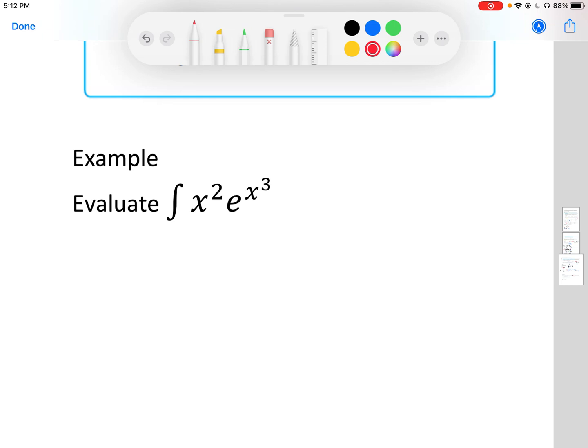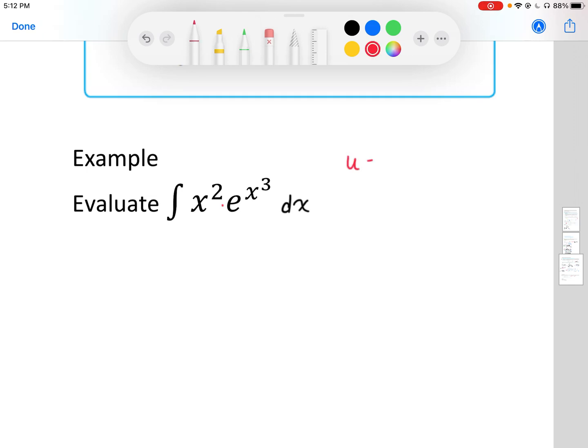Evaluate the indefinite integral of x squared times e raised to the x cubed. I forgot to write dx. Now this type of problem, it would be helpful to use u-substitution, or the substitution method of integration. The reason we would like to is because we see a function and we can see a sense of its derivative within the function. So let's go ahead and use that u-substitution.